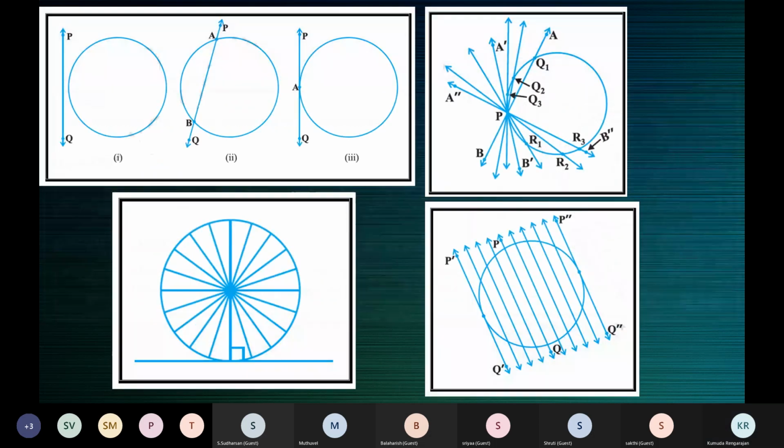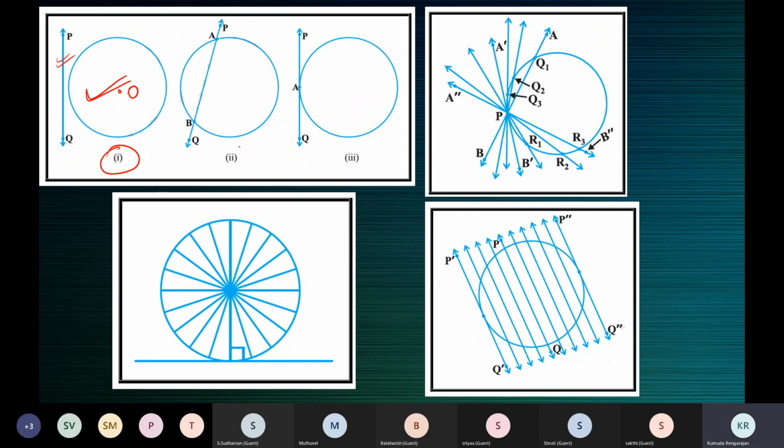Now, you see this figure here? Look at this figure in 1. There is a line PQ. There is a circle with center O. There is no relation between the line and the circle. There is no connection between the line and the circle.